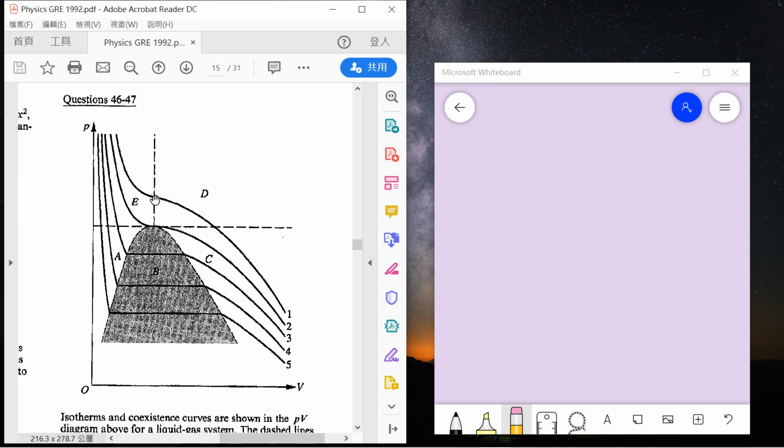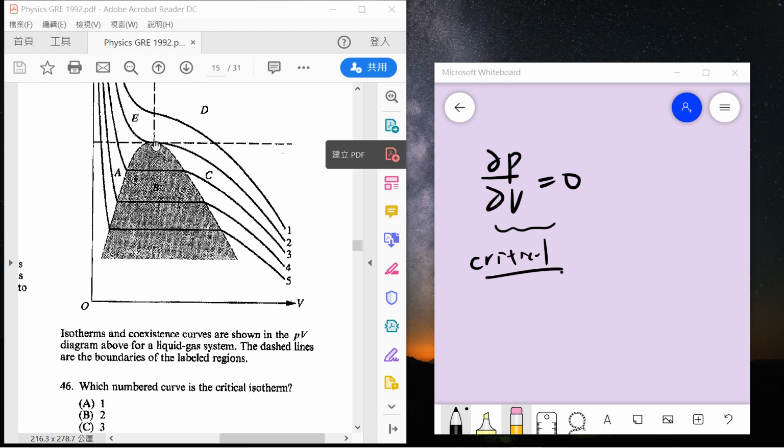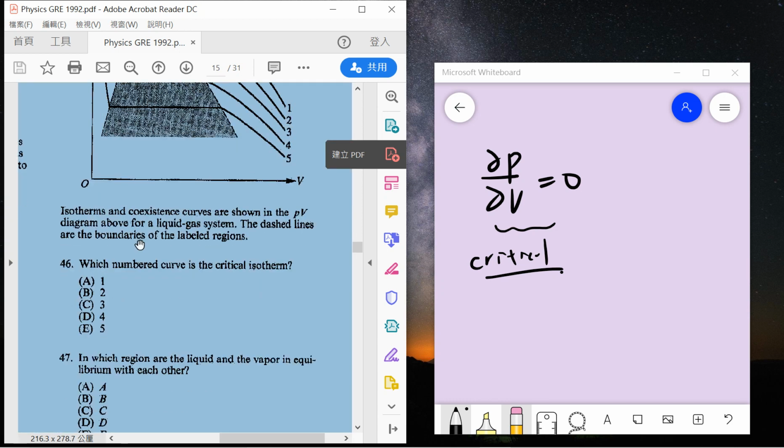And in 46 they give you a PV diagram and they give you 5 curves. Okay, so the first one is the critical isotherm. So critical means that partial p partial v is 0. So this is critical. So which one is critical? This one, right? Number 2. So 46, the answer is B.